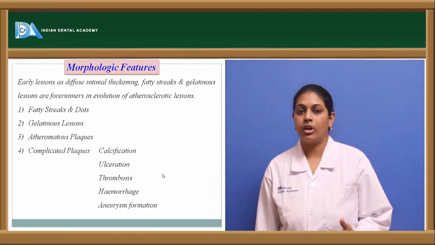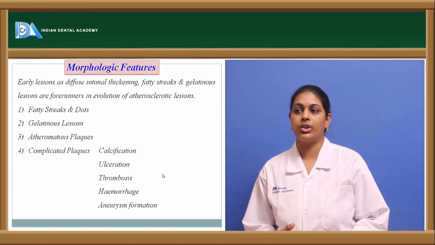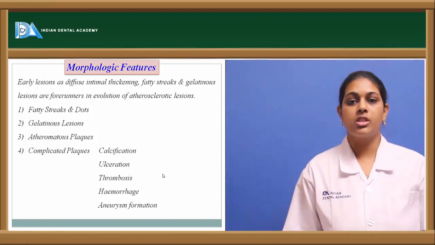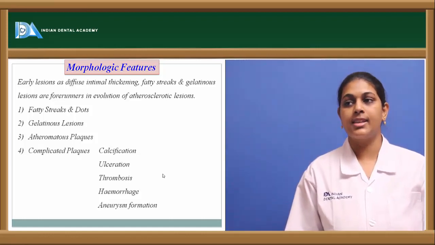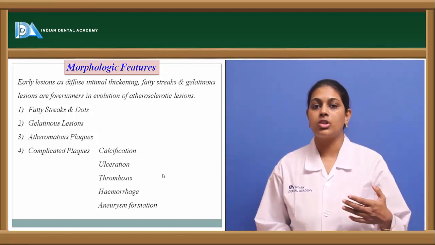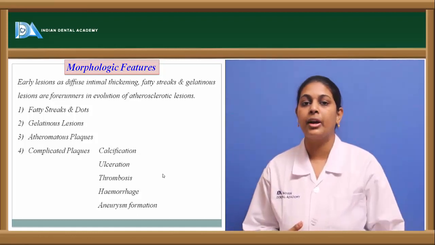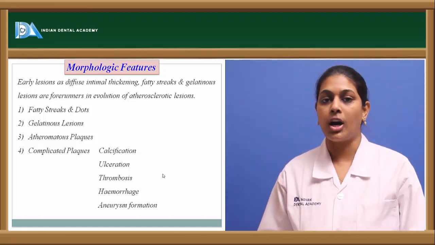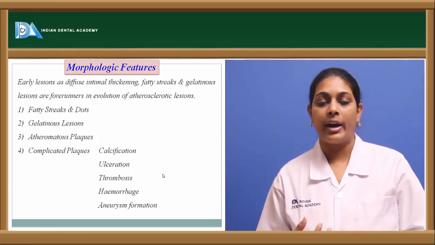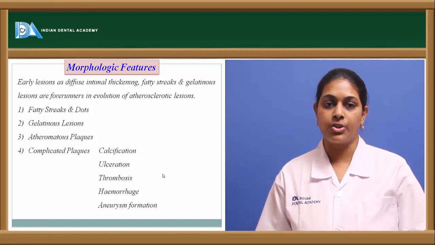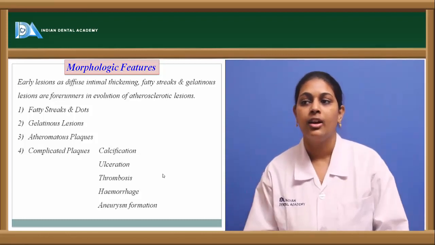Coming to the morphological features of atherosclerosis, usually we see certain forerunners in the evolution of atherosclerotic lesions. Among them, the early lesions appear as diffuse intimal thickening. Further, they evolve into fatty streaks, then into gelatinous lesions. So these are forerunners in a developing atherosclerotic lesion. They usually appear initially as fatty streaks or otherwise dots which occur in the intima, and then they progress into gelatinous lesions which show quite some growth from a streak or a dot to a swollen or enlarging lesion.